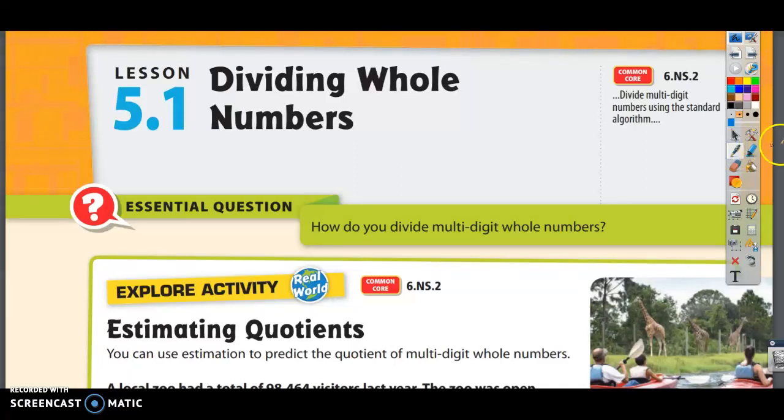This is lesson 5.1, dividing whole numbers. This is page 107, and page 107 is an Explorer activity. It's mostly actually estimating. We're going to estimate quotients by doing some rounding.